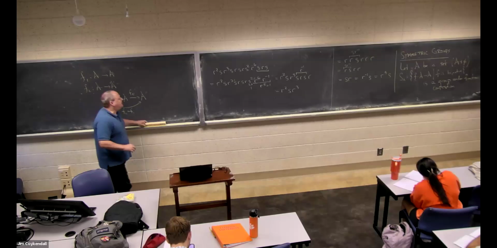I'm going to call this first function F, and 1 goes to 2, 2 goes to 4, 3 goes to 1, 4 goes to 3, and 5 goes to itself, we'll say. And this function G, 1 goes to 3, 3 goes to 5, 4 goes to 2, 2 goes to 1, 5 goes to 4.